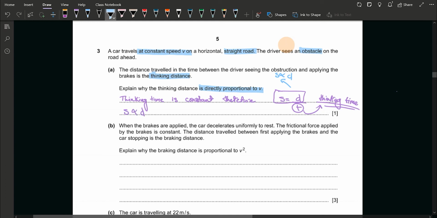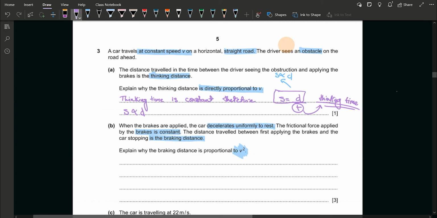Part B says when the brakes are applied, the car decelerates uniformly to rest. The frictional force applied by the brake is constant. The distance traveled between first applying the brakes and the car stopping is the braking distance. Explain why braking distance is proportional to v square.